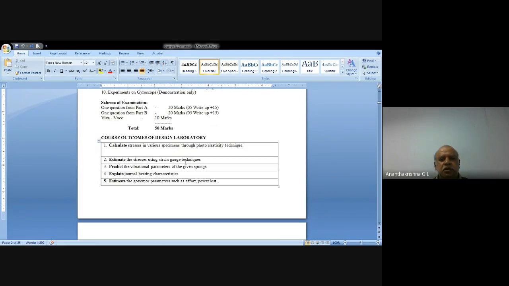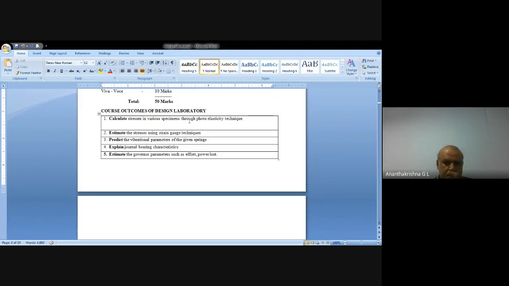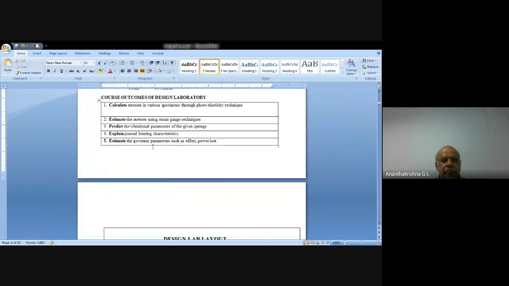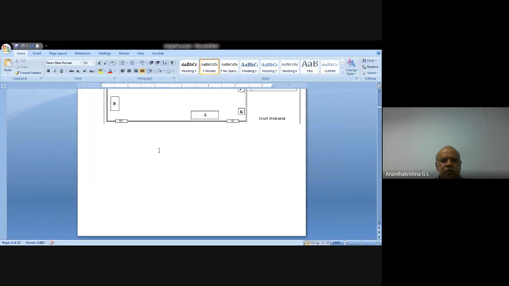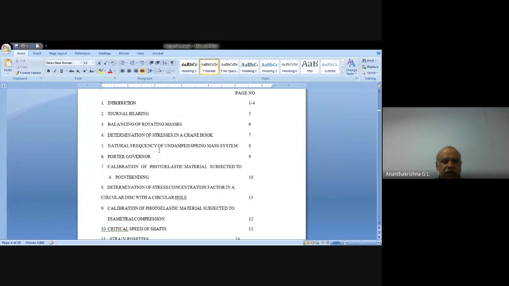So the marks, in your case, are 16 marks. And this is the lab layout. Anyway, we'll see that later.